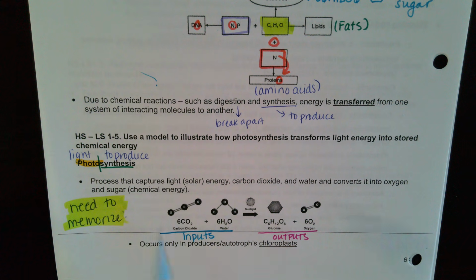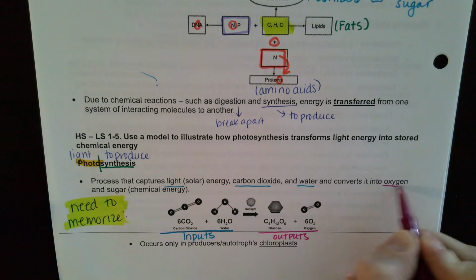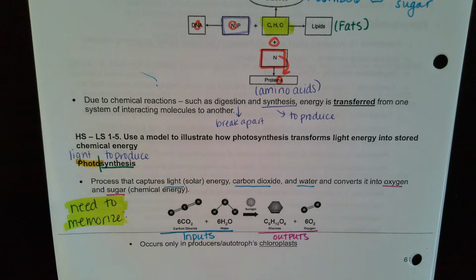As I said before, this sentence is really just this formula in fancy terms. Look here, I've got my light, my carbon dioxide, and my water. All of those are my inputs. It's saying it's capturing those things, bringing those things in. Then it says it converts it into oxygen and sugar. Again, those are my outputs. So the inputs are the ingredients that I need, and then the outputs are my products that I make.